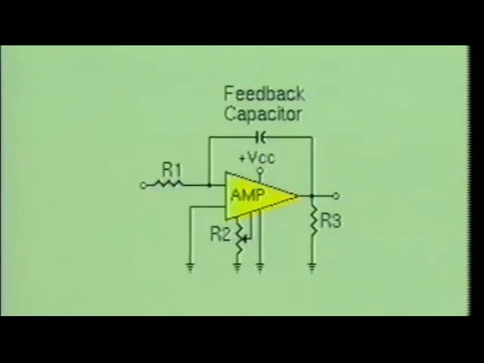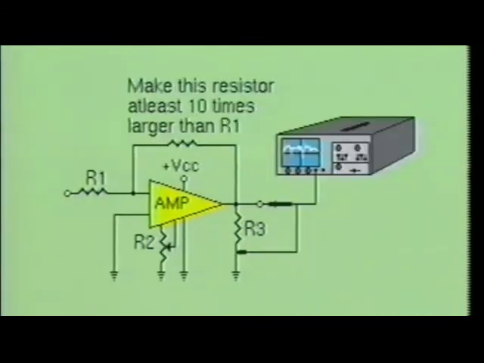If the op-amp circuit uses a feedback capacitor, you can track down hum, drift, and noise by replacing the feedback capacitor with a resistor which has a value of at least 10 times greater than the input resistor. The op-amp's output can be checked with a high-gain scope to monitor the waveform.